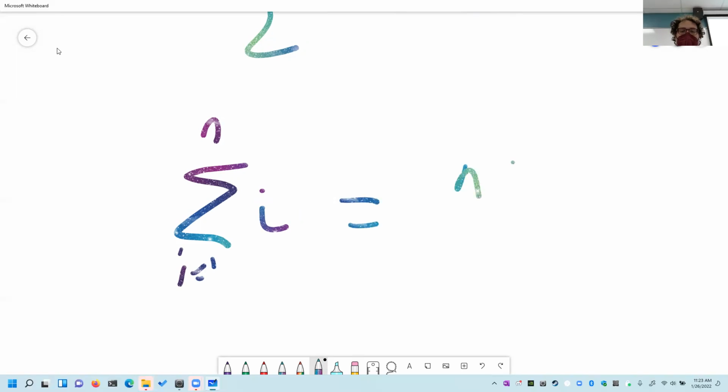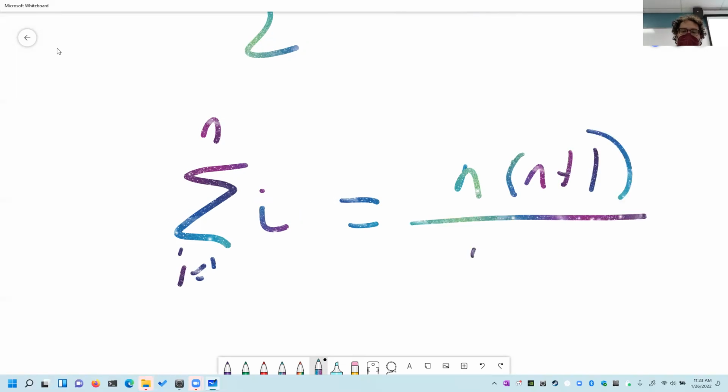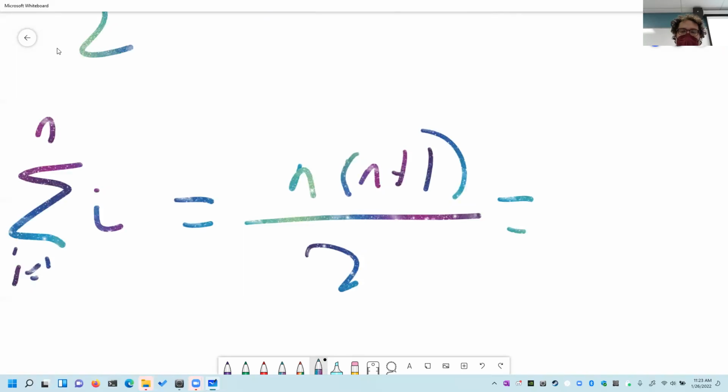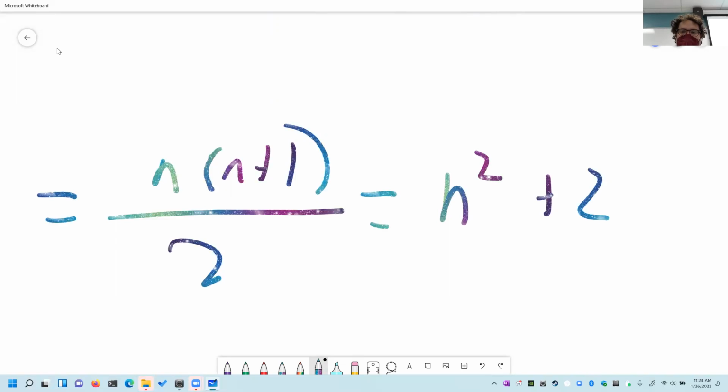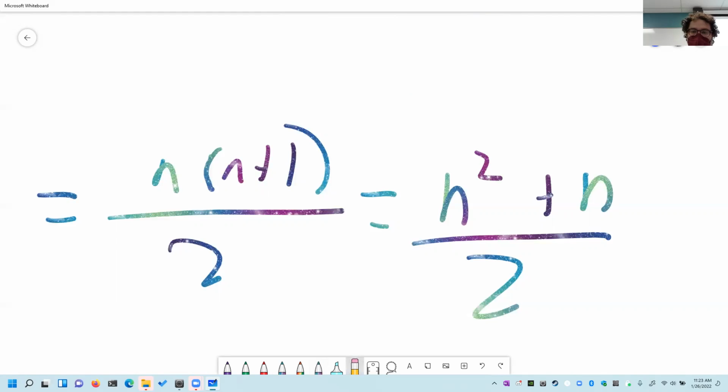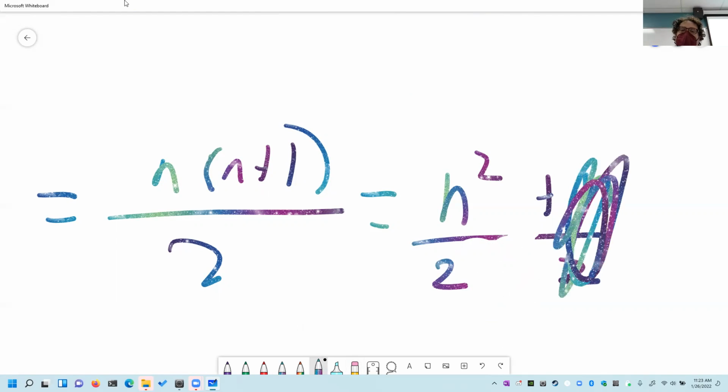But this side, for big O purposes, tells you everything you need to know, which is that it is equal to n squared plus n over 2. Now if we distribute that, get rid of all the smaller degrees, get rid of any constant factors, and put a big O over what remains, that becomes big O of n squared.